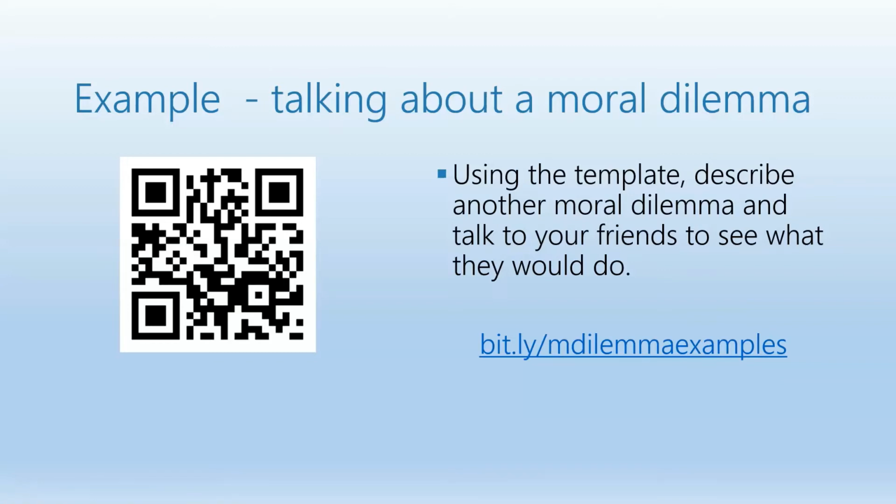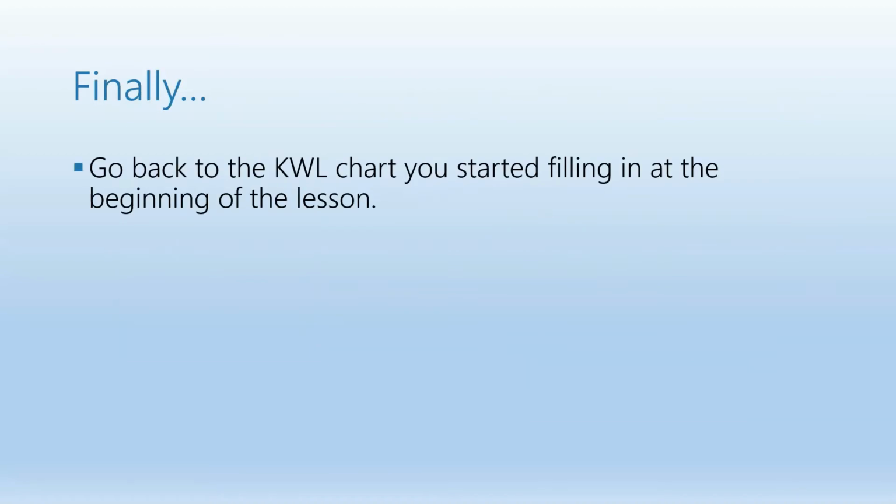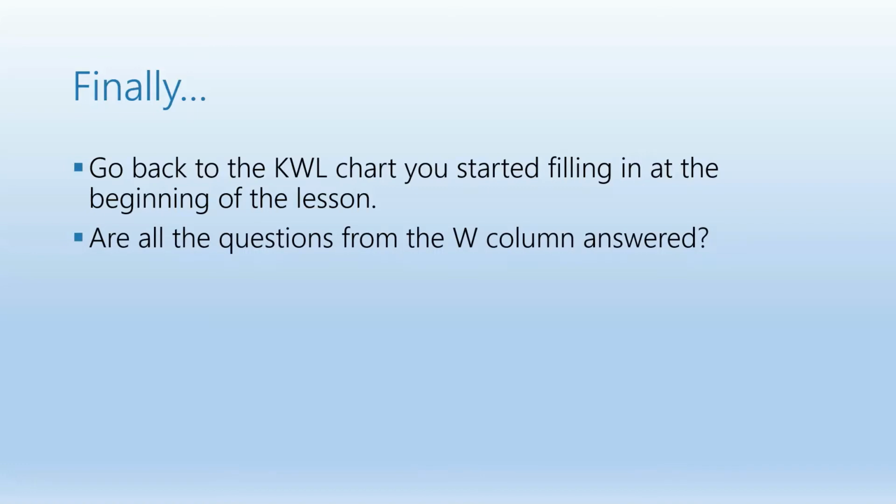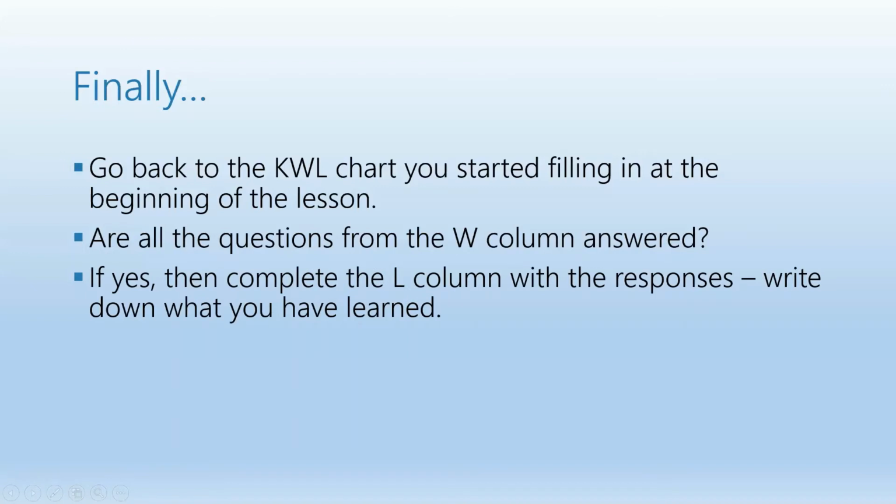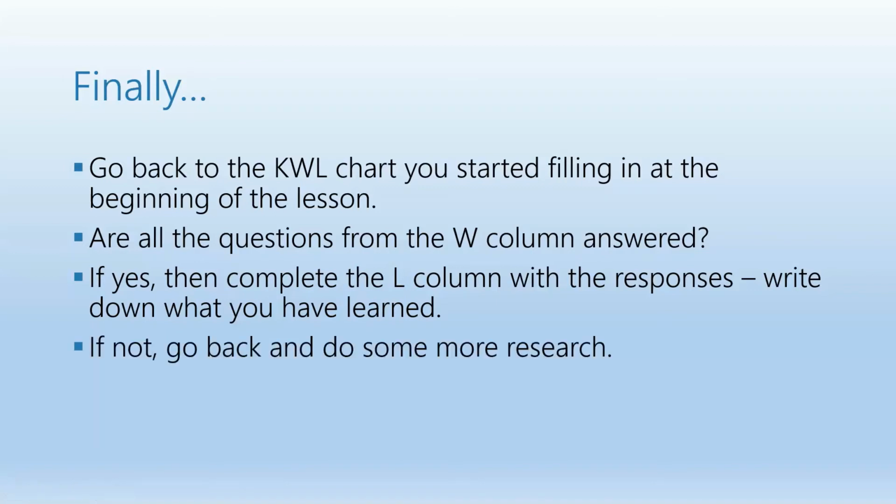So, we've come to the end of the lesson. Now is the time to go back to the KWL chart you started filling in at the beginning of the lesson. Are all the questions from the W column answered? Are all the concepts analyzed? If yes, then complete the L column with the responses. Write down what you have learned during this lesson. If not, go back and do some more research. I'm sure you'll find many more fascinating things. Enjoy your learning. Keep the chart for future reference. You'll need it next time.